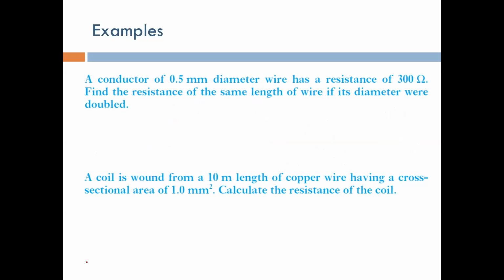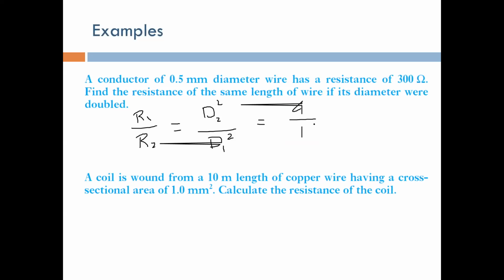So basically, if I have R1 over R2 equals D2 square over D1 square, this means that if I double one of them, if D2 is double D1, this will be 4 over 1. Which means that if the resistance R1 is equal to 300, for example, then R2 will be the same value over 4. So R2 will be 300 over 4.